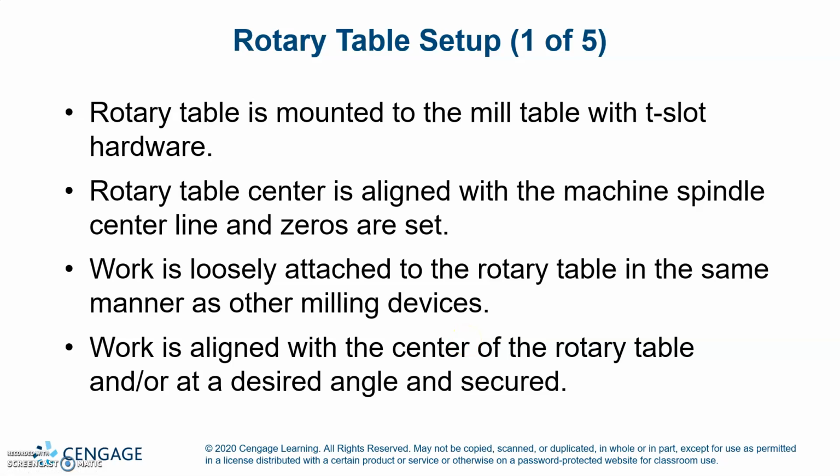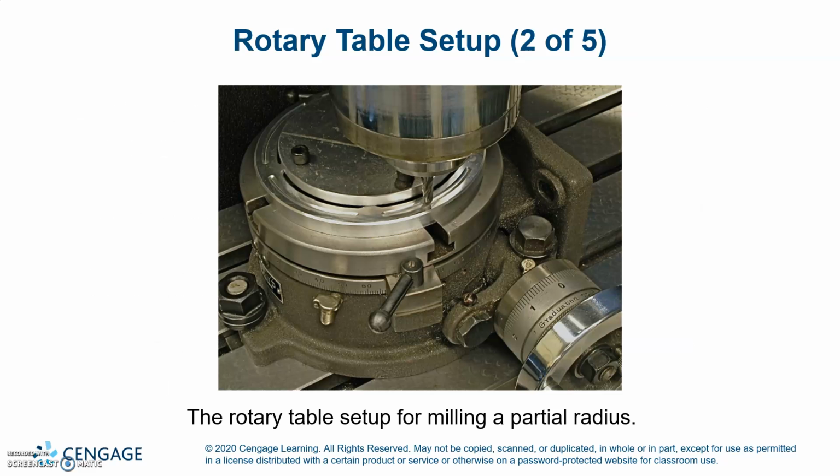Alright, rotary table setup. The rotary table is mounted to the mill table with T-slot hardware. The rotary table center is aligned with the machine spindle. Center line and zeros are set. Work is loosely attached to the rotary table in the same manner as with other milling devices. Work is aligned with the center of the rotary table and/or at the desired angle and secured.